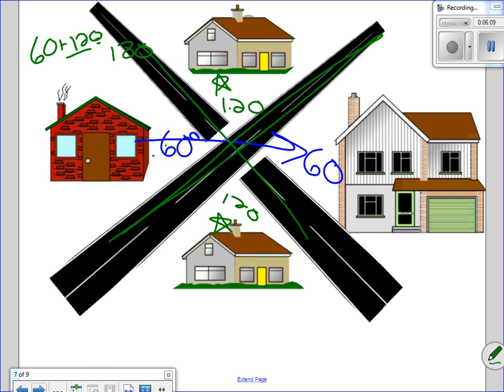Hopefully that helped a little bit. So remember, vertical or opposite angles, which are Vicky angles, are directly across from each other. Adjacent angles or Addie angles are right next to each other.